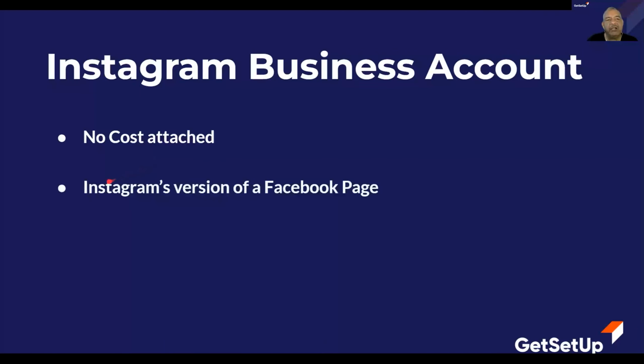Number two, this is Instagram's version of a Facebook page. On Instagram or Facebook, there are two kinds of pages. One is the personal profile, which we create for ourselves and for networking. We post good pictures and share information. Sheila ji shares excellent information about her travels and some of the good recipes she makes. So we can do that.